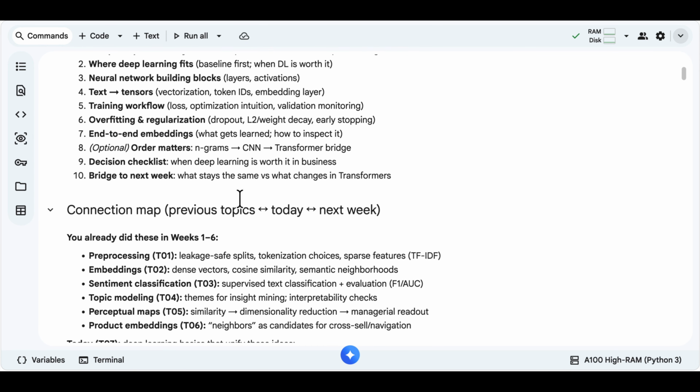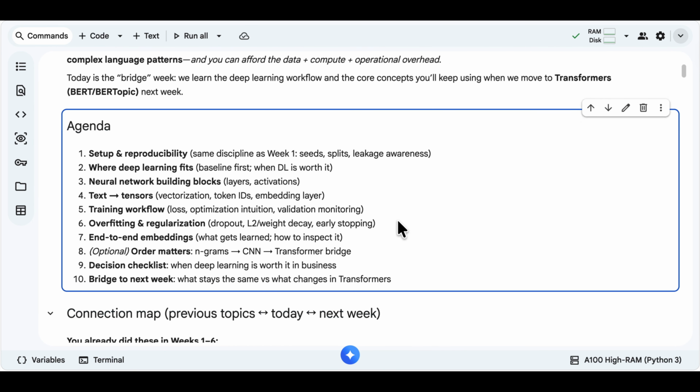Our plan today is straightforward. We will set up the environment, define where deep learning fits relative to a baseline, review layers and activation functions, convert text into token IDs and embeddings, train a simple model, diagnose overfitting, apply regularization, inspect learned embeddings, and then connect everything to the transformer workflow. So this is not just a coding exercise. It is a full modeling workflow from data to business decision.